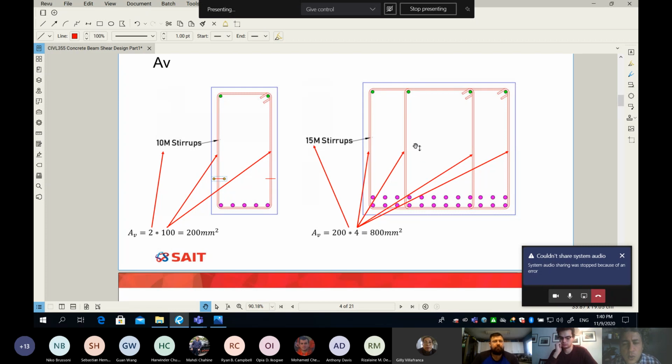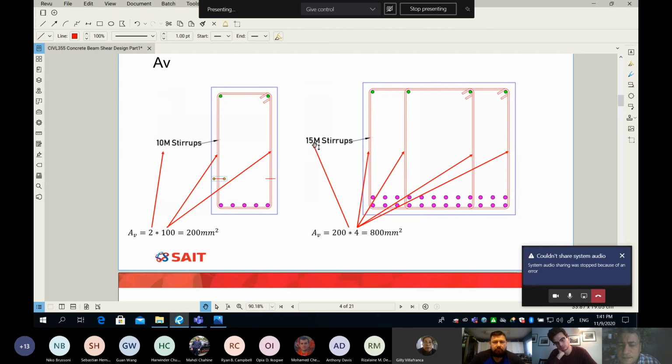How about this side? What if you have a beam and the beam is so wide and it has a 15M stirrup, 15M stirrup, and the stirrup looks like so. Look at my screen, and sometimes we do that. So the stirrup has more than 1 leg, and you can see how many legs? We have 4 legs. So what will be the AV in this case?